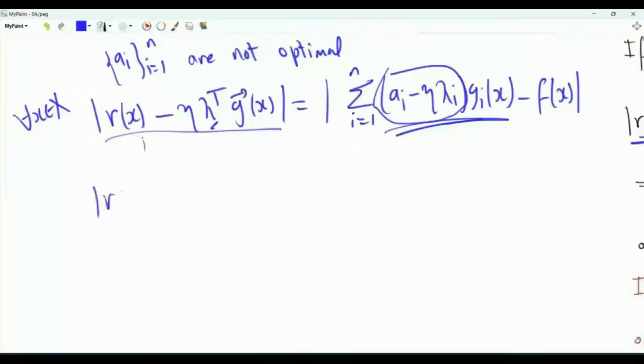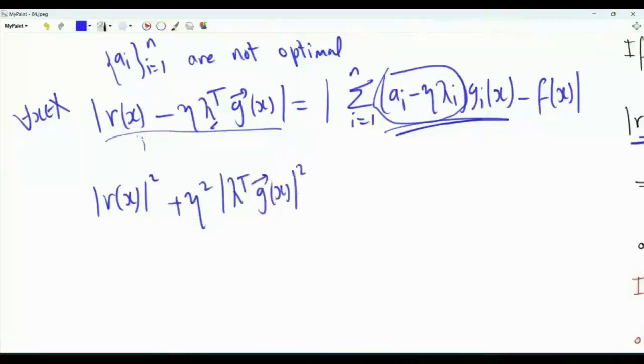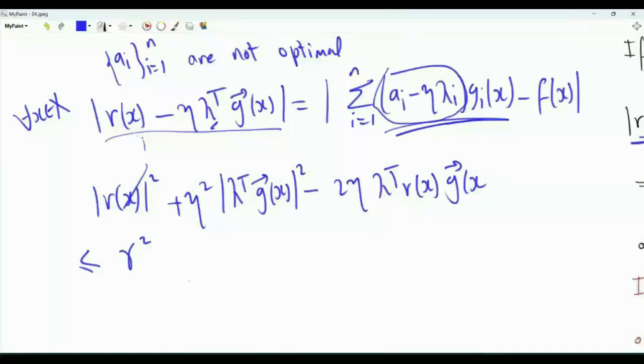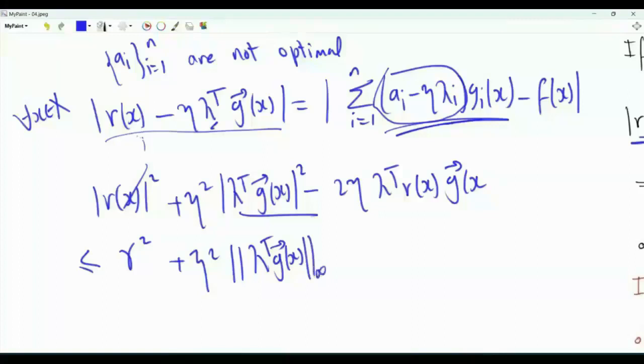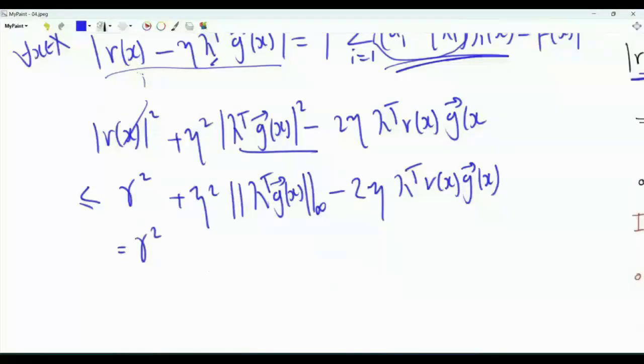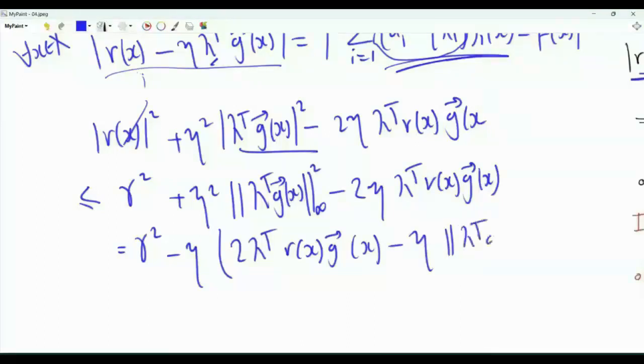If we take this and square it, we get the magnitude squared of R of X plus eta squared lambda transpose GR of X squared minus 2 eta lambda transpose R of X GR of X. This is less than or equal to gamma squared, and this is less than or equal to the L infinity norm of lambda transpose G of X squared, here computed over all x in big X, and then we have this term here, minus 2 eta lambda transpose R of X GR of X. This is equal to gamma squared minus eta times the bracket: 2 lambda transpose R of X GR of X minus eta, and then the L infinity norm squared.